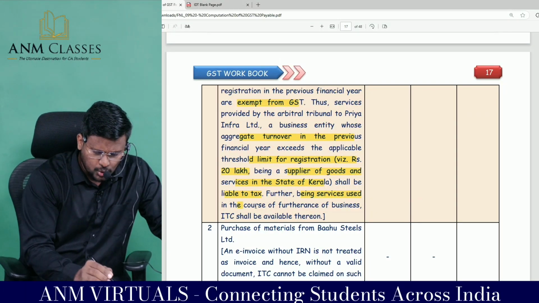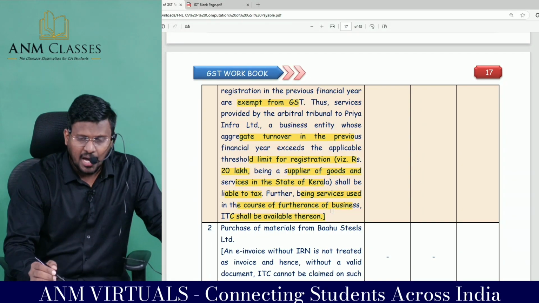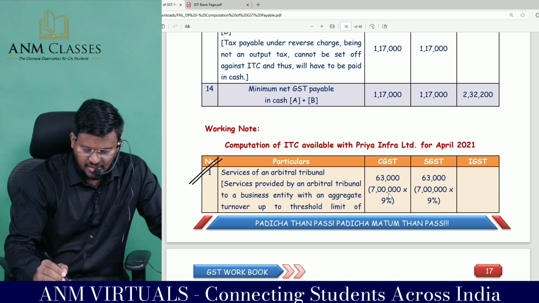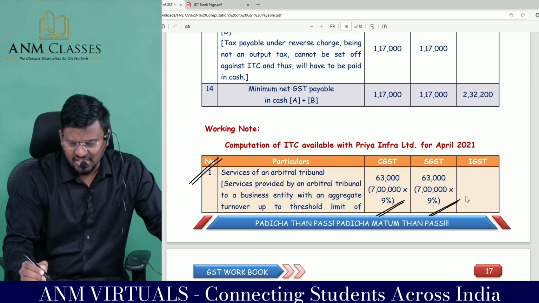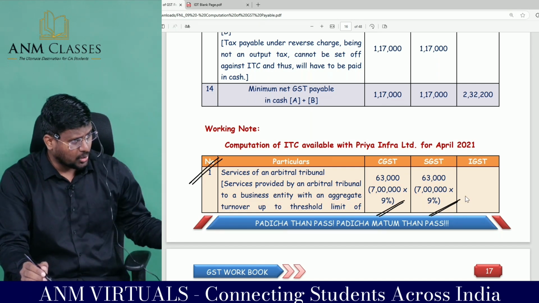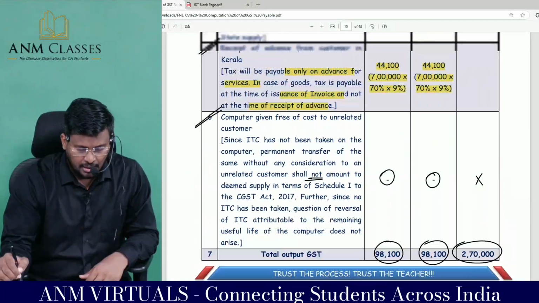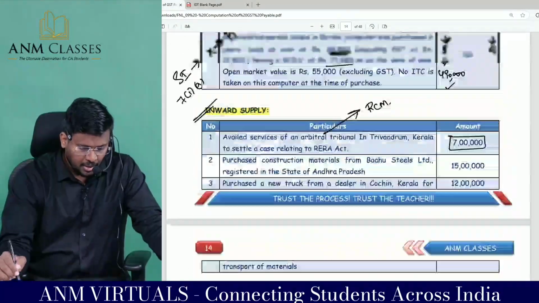Further, being a service used in the course or furtherance of business, ITC shall be available thereon. So 7 lakhs into 9%, 63,000 and 63,000. This amount only we have added to the tax liability. And also this can be claimed as ITC. Fantastic. Coming to the next one.